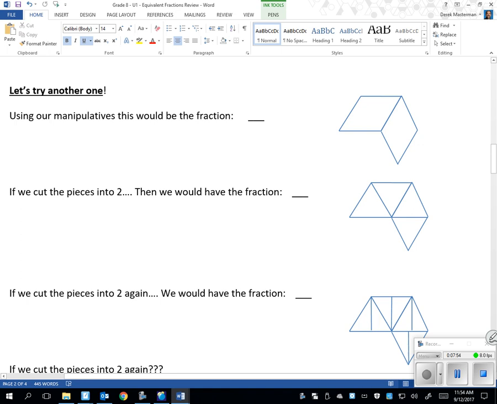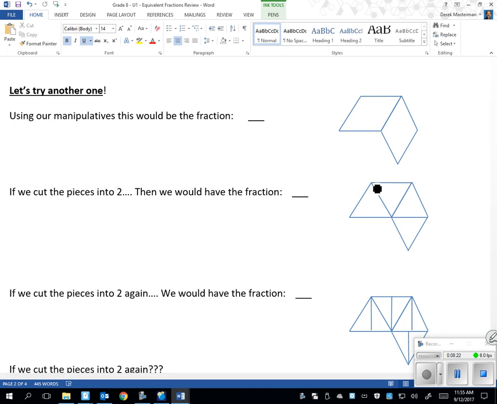Flip the page, please. Let's take a look at this example. We're flipping the page. Okay. Remember your manipulatives. What fraction do I have right here on the board? What is this right here? This board is so sensitive.